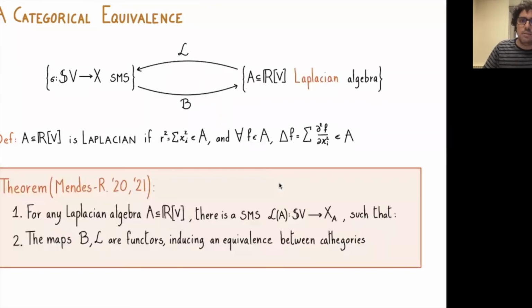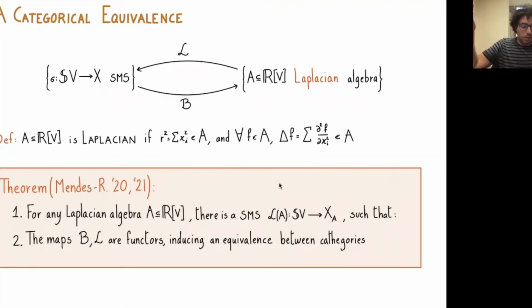And here's the thing: the moment we add this condition of just looking at Laplacian algebras, then a theorem essentially stemming from a couple of results of mine with Ricardo says that these two categories are in fact equivalent. And we have functors that move from one category to the other, one of them being the functor that takes a spherical manifold symmetry and associates a Laplacian algebra.